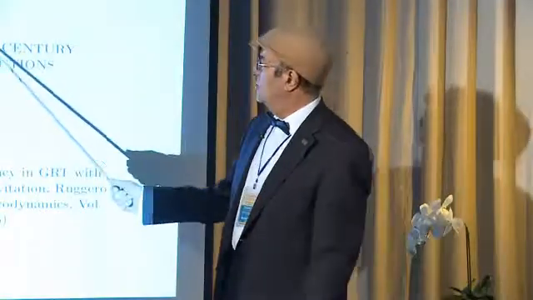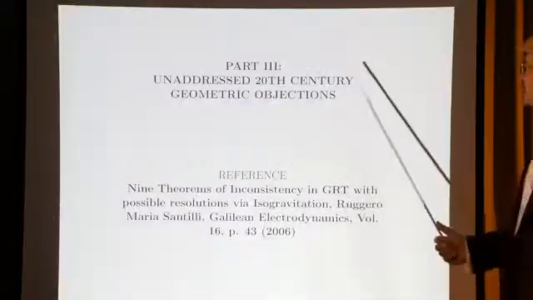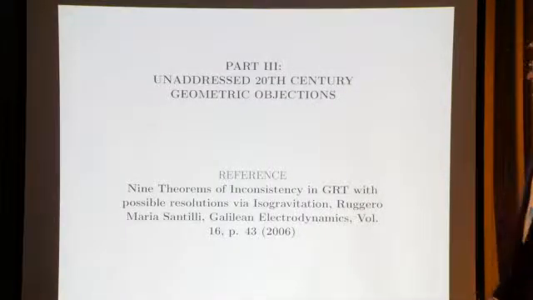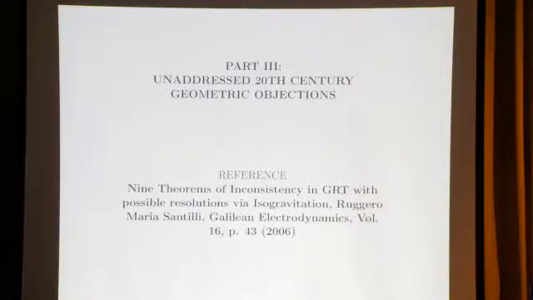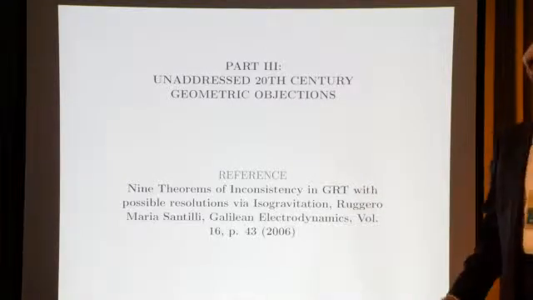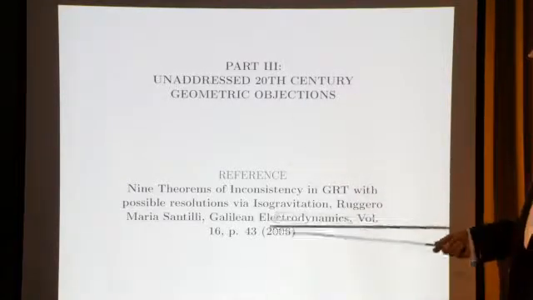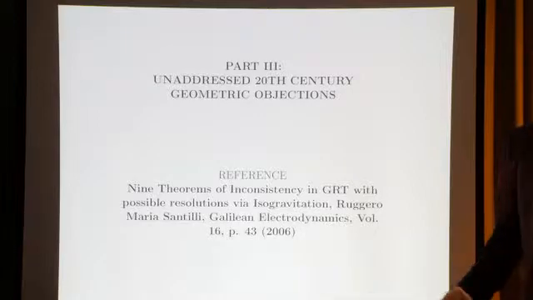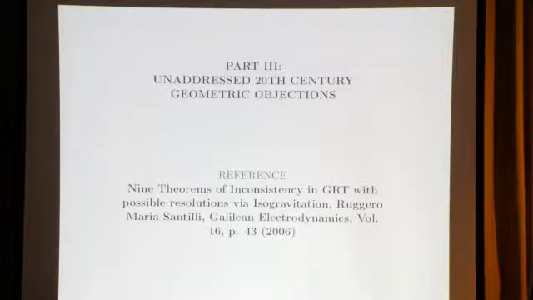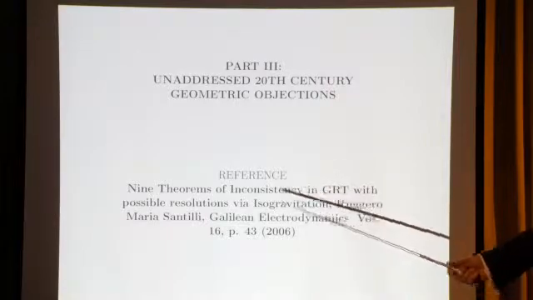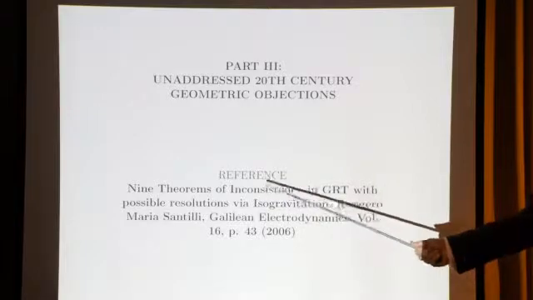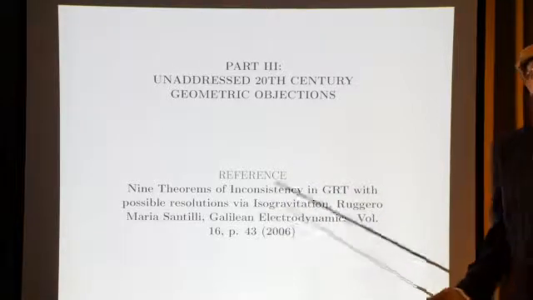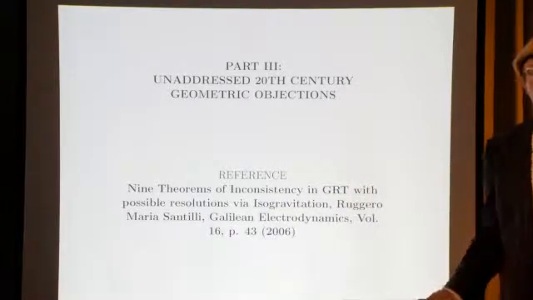Let's pass now to part 3, which are the unaddressed 20th century inconsistencies, as we will see, of geometric character. I published a number of papers in that subject. The one which I will review is a paper also published in a refereed journal, and not in a journal in which I am an editor, by Galilean Electrodynamics. Now look at the title: 9 Theorems of Inconsistency of General Theory of Relativity and Their Possible Resolution.